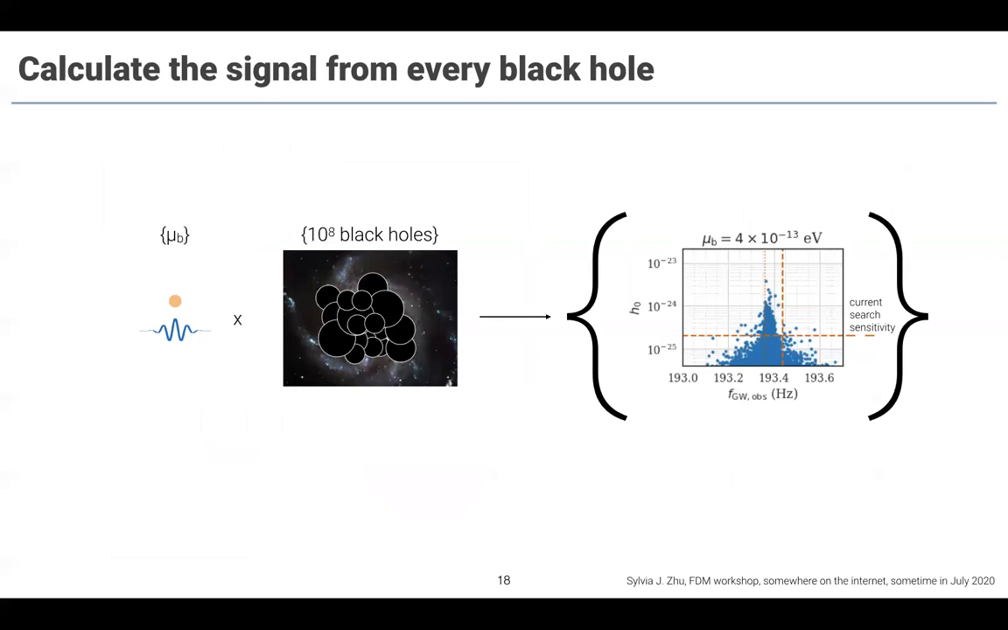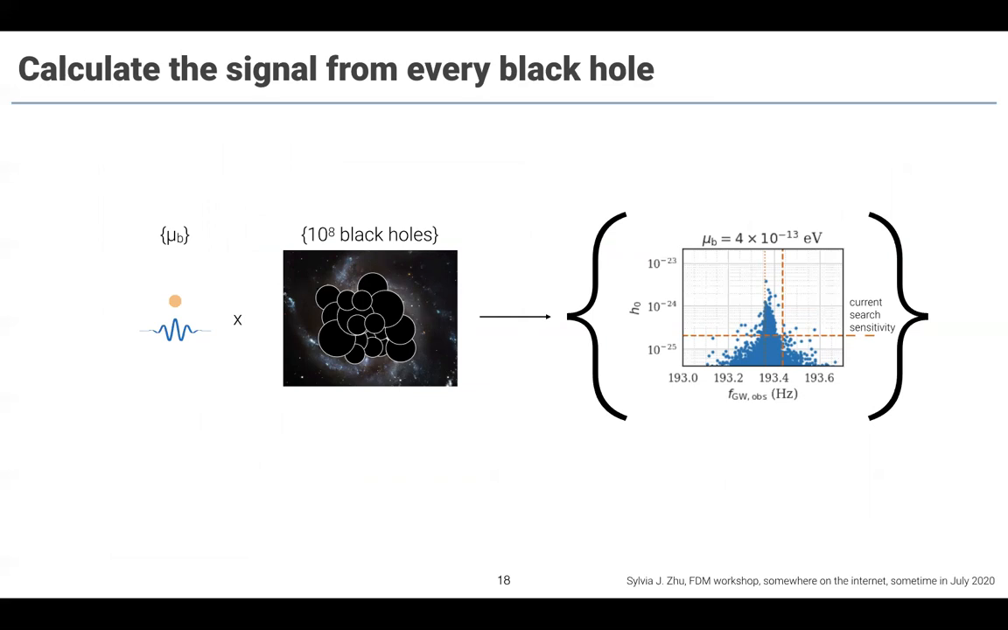So what this gives us is a prescription for where black holes are, how fast they're moving, how massive they are, and how rapidly they're spinning. With all this information, we can combine our boson mass with our 10 to the 8 black holes for every single boson mass, and we can get, for instance, a plot like the one I'm showing on the right here.